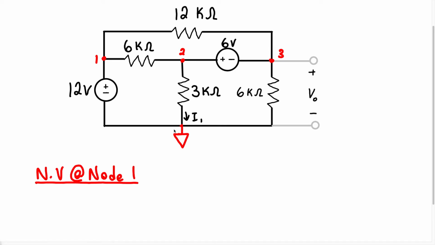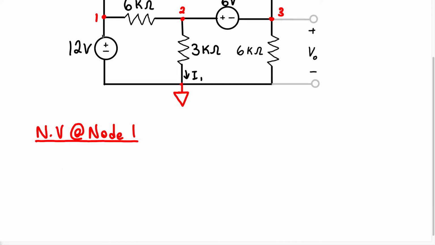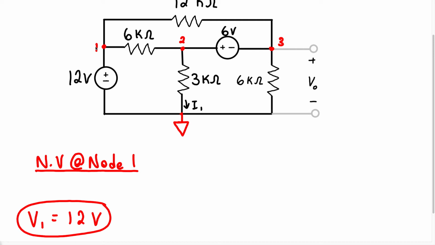We're going to have a 12 volt source in this branch by itself. Therefore, this is going to make our work a whole lot easier. So we know the voltage at node 1 is just going to equal the value of that voltage source. Therefore, we can say V1 equals 12 volts. This is our answer for the voltage at node 1. Now this isn't our final answer because they want us to find the voltage VO, which is the voltage across a 6K resistor. But knowing the voltage at node 1 might help us in the long run.